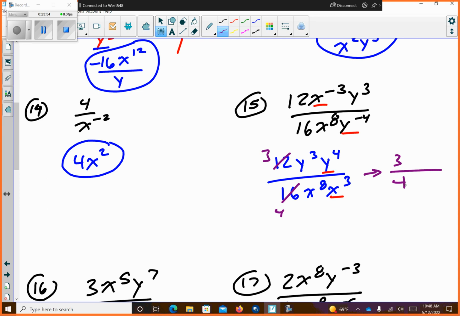There's no tug of war on this one. So I just combine. How many y's do I have on top then? 7. How many x's do I have on bottom? 11. Done.